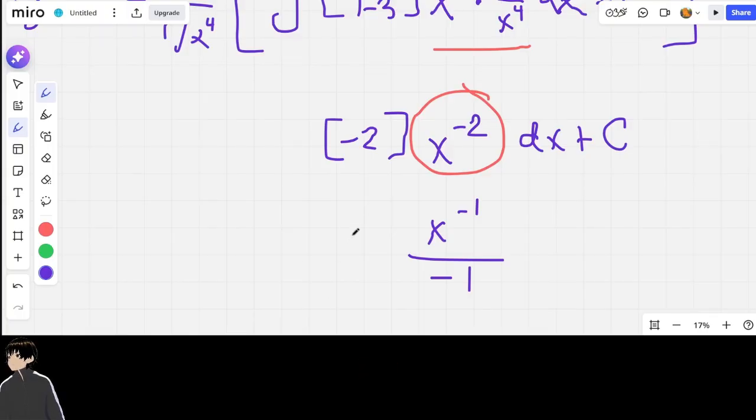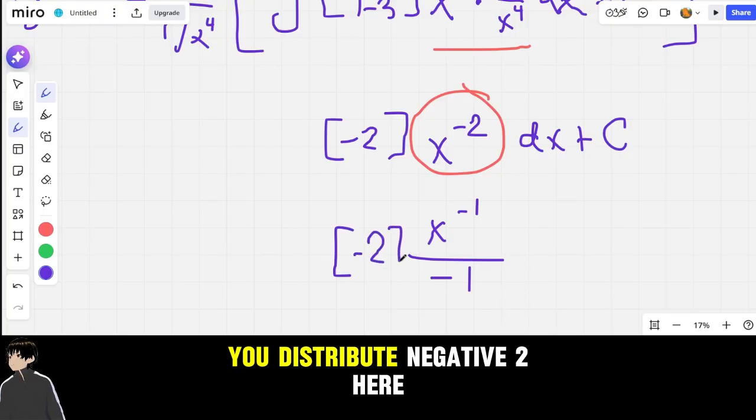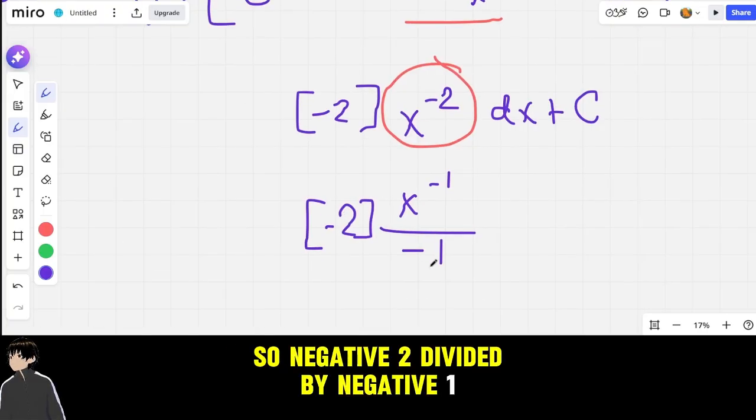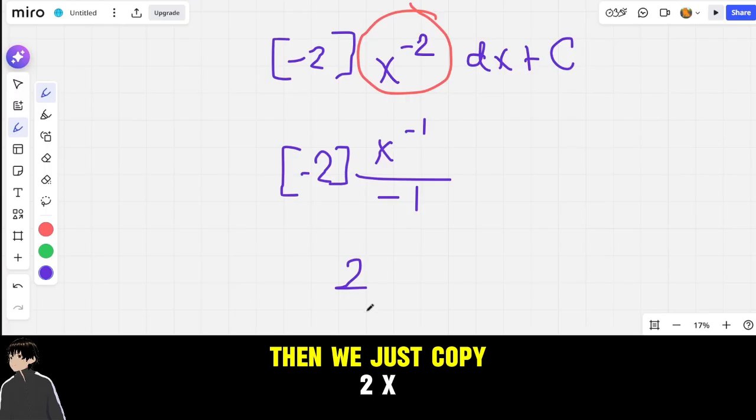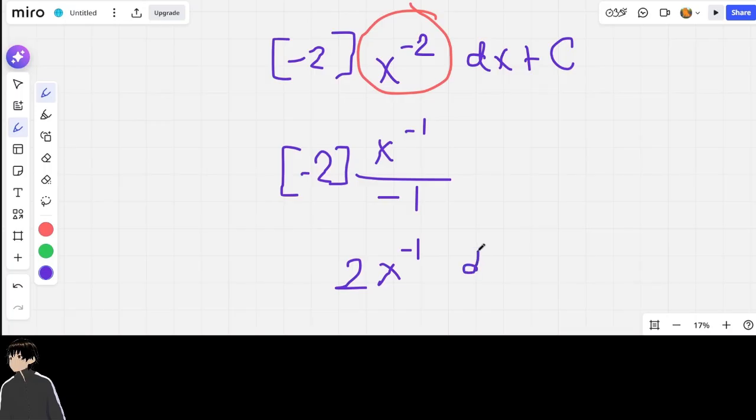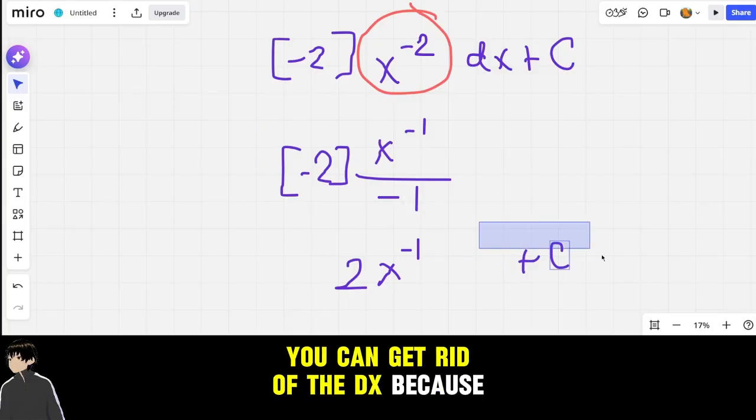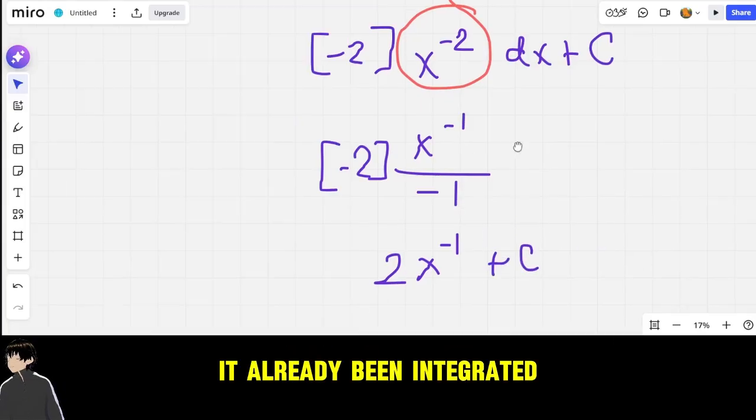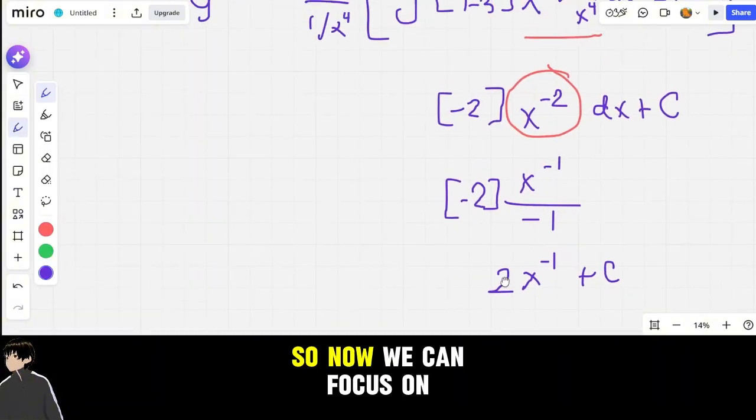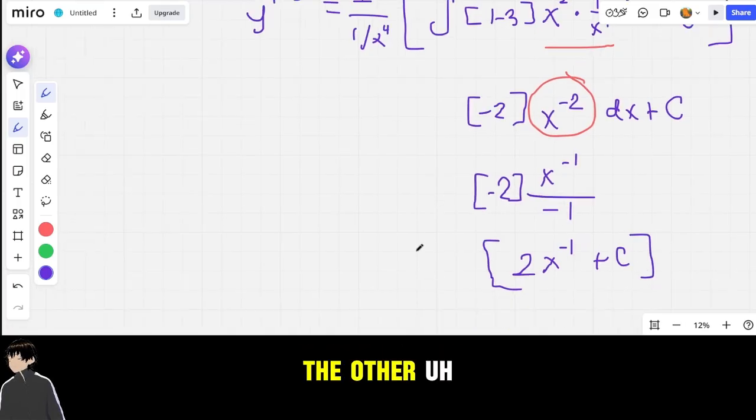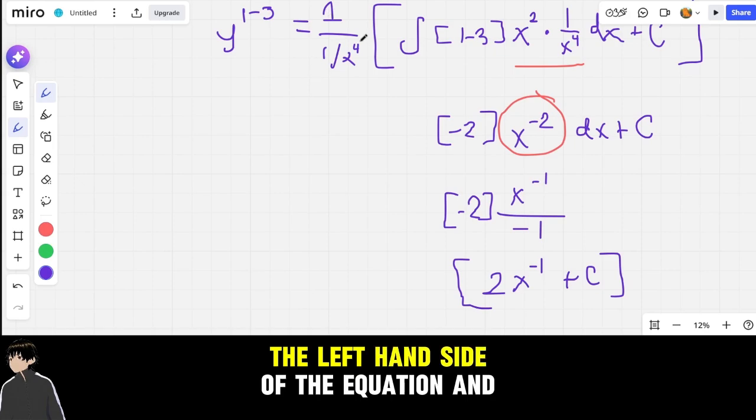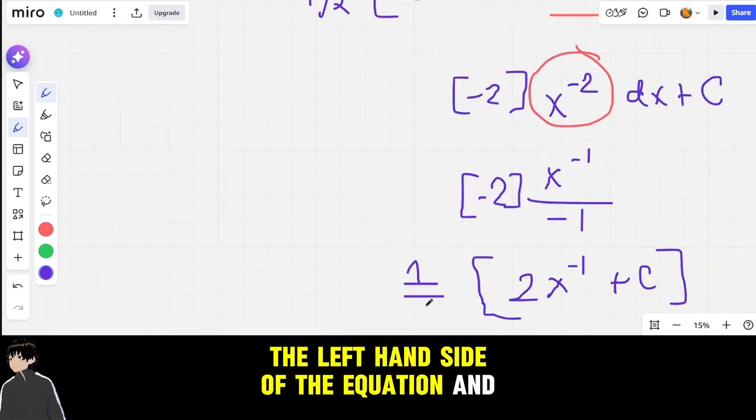Then you distribute negative 2 here. So negative 2 divided by negative 1 is going to be positive 2. Then we just copy 2x to the negative 1 plus c. You can get rid of the dx because it's already been integrated. So now we can focus on the left hand side of the equation and distribute.